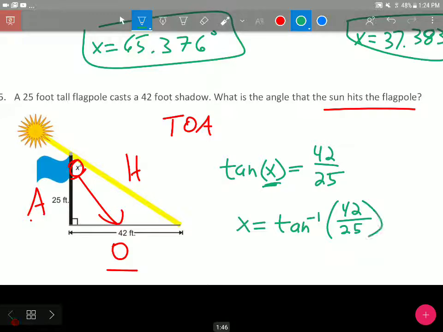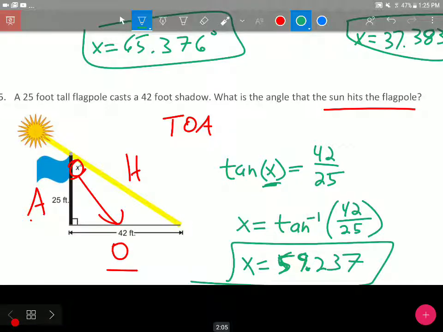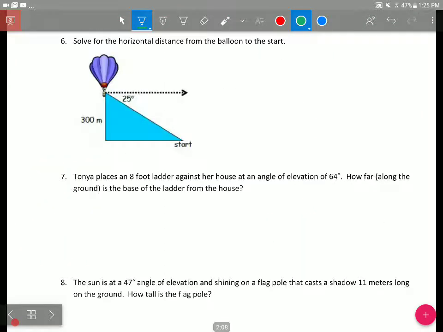There we go. All right, so x equals 59.237. All right. Cool. That's the angle. All right, turn the page. Let's keep going. Number 6.